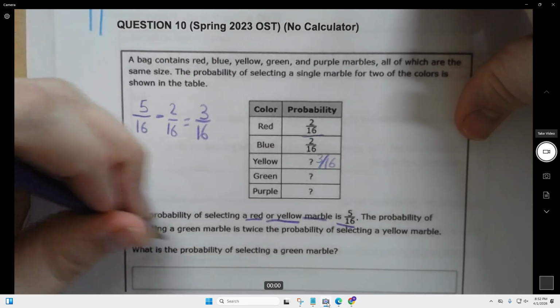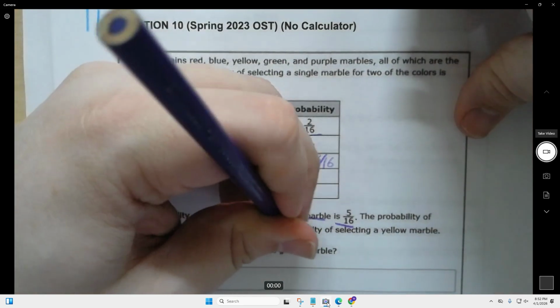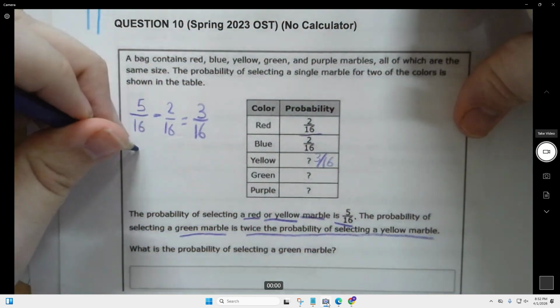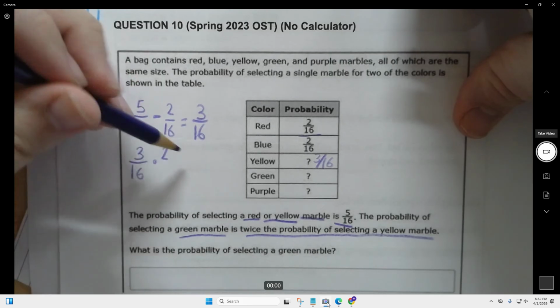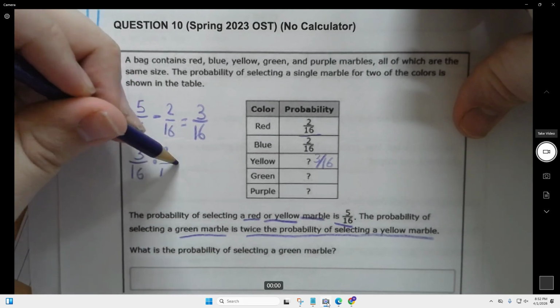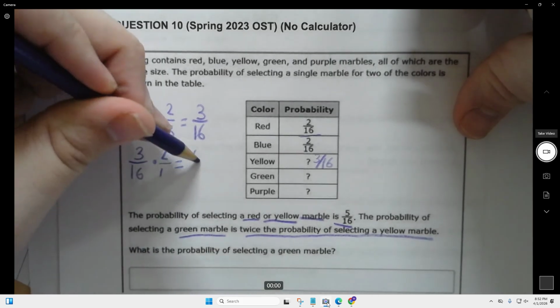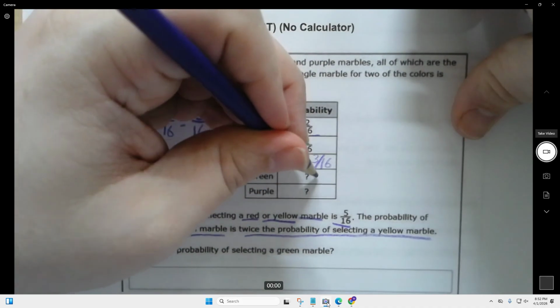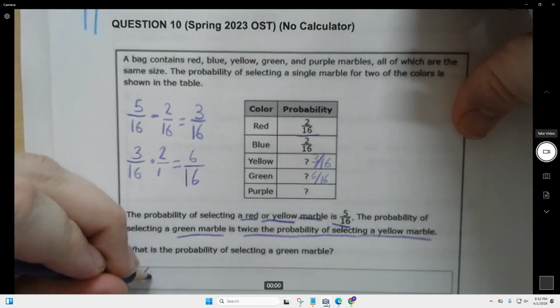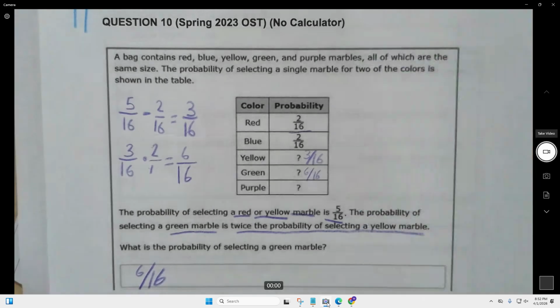The probability of selecting a green marble is twice the probability of selecting a yellow marble. So we take the 3/16 of the yellow marble and multiply it by 2. 2 over 1, 3 times 2 is 6, 16 times 1 is 16. So your probability of choosing a green marble is 6 out of 16. That's your answer. What's the probability of choosing a purple marble? Not relevant. For the record, it's 3 out of 16, but it's not relevant.